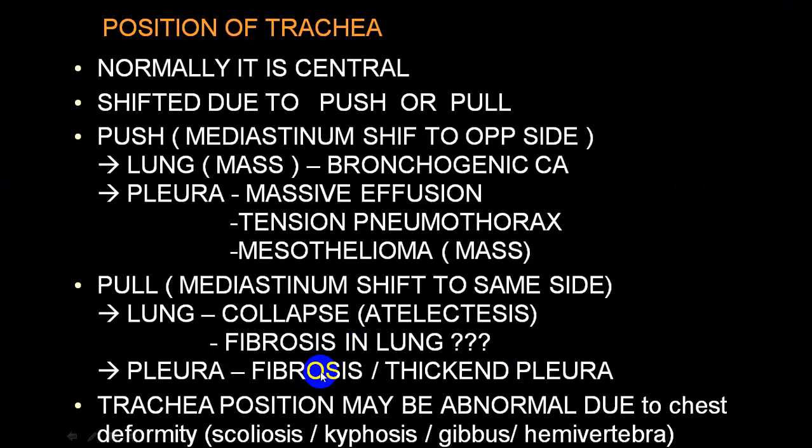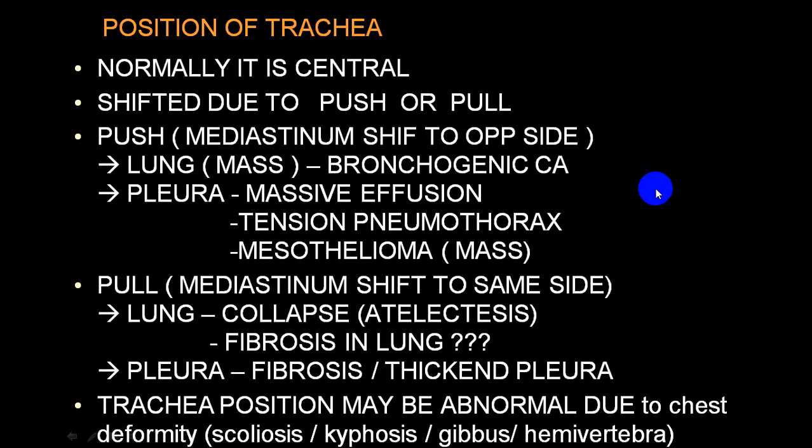Now sometimes you will come across a tracheal position that may be abnormal, but the mediastinum is still in a normal position. This can happen because of chest deformities like scoliosis, kyphosis, gibbus, hemivertebra, etc., or apical conditions which will pull or push the trachea, but the mediastinum may not be shifted at all. A classical example of an apical lobe tumor which will push is what we call a Pancoast tumor.